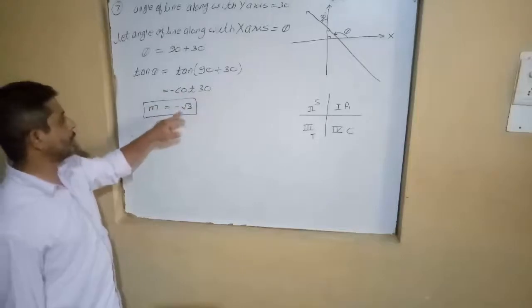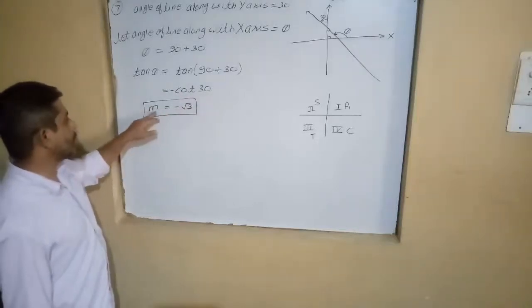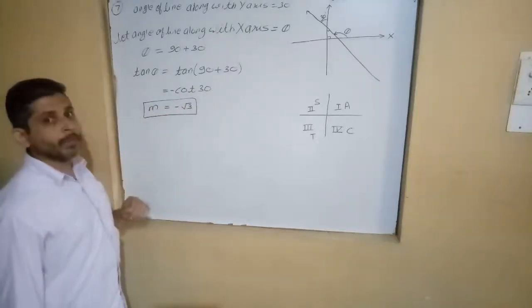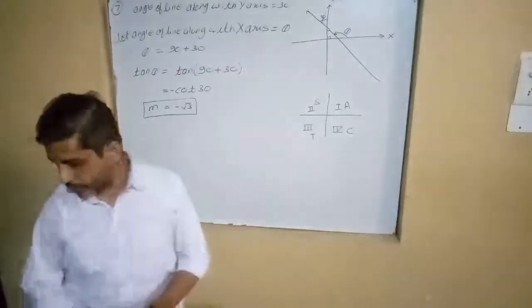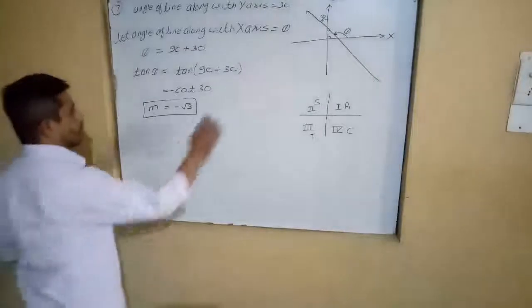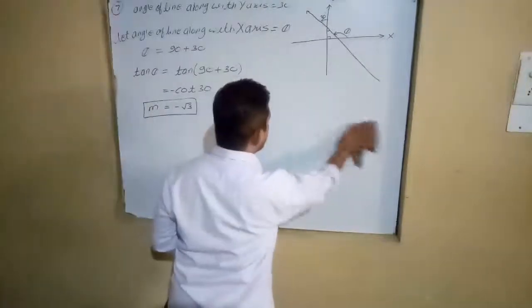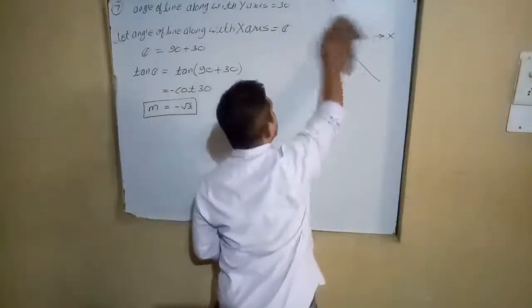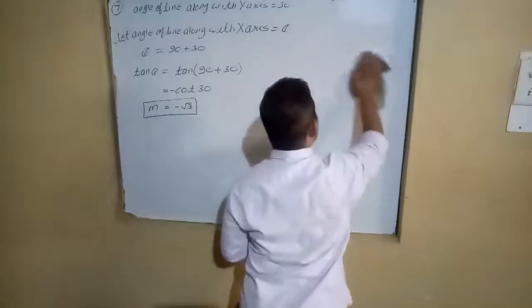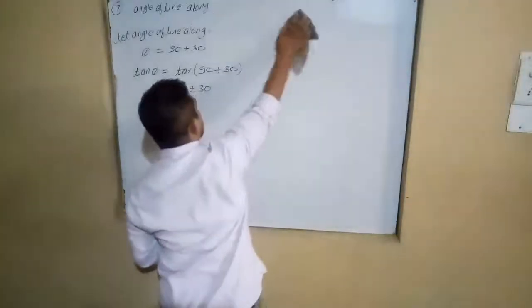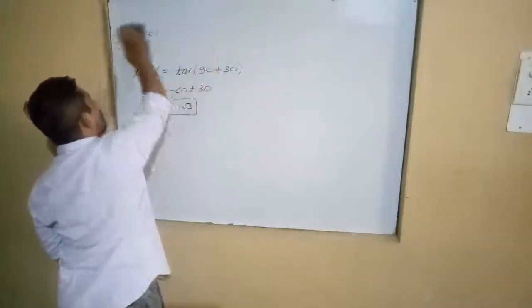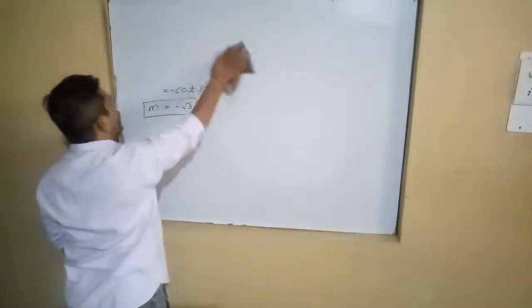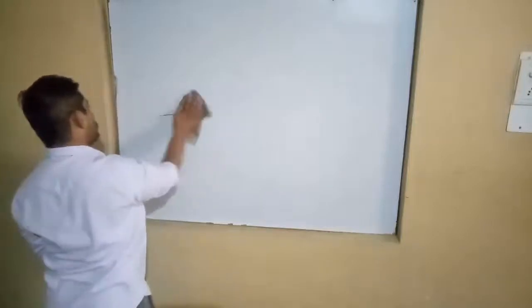So cot 30 is equal to what? Minus root 3. This is the value of m, and m is the slope of this line. Okay, so I hope you understood how to solve this type of question. Very easy question, but you first have to understand what the question says. If you draw the correct diagram, you can solve any type of question.